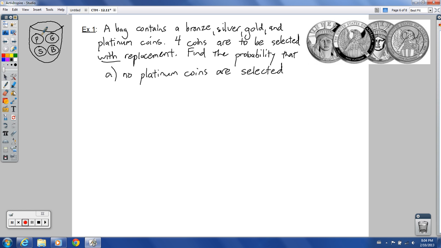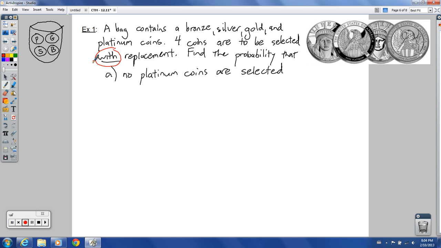So if you take out the platinum coin, there's a 1 out of 4 chance of that happening, but we're saying with replacement, so we put it back. So each time the probability stays the same. If you took it out and didn't replace it, you would have a 0 out of 3 probability for drawing a platinum coin the next time. So with replacement keeps all the probabilities the same.